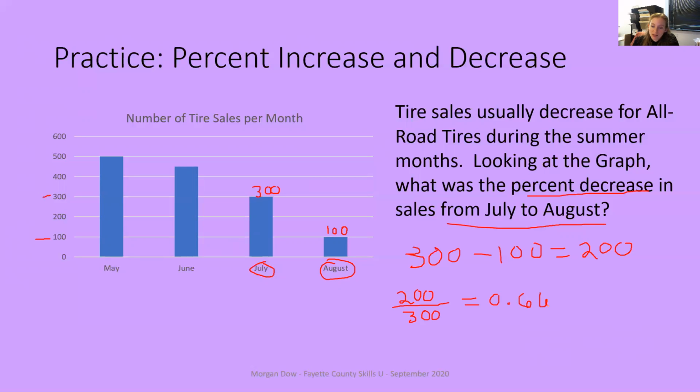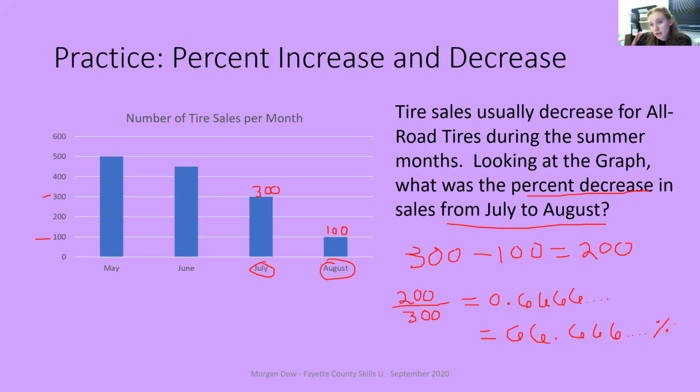You'll get 0.66666666666, and it'll probably have a 7 at the end just because your calculator is rounding off at the end of its screen. So here's a decimal answer. Let's change it into a percent. It's going to become 66.666666666%.